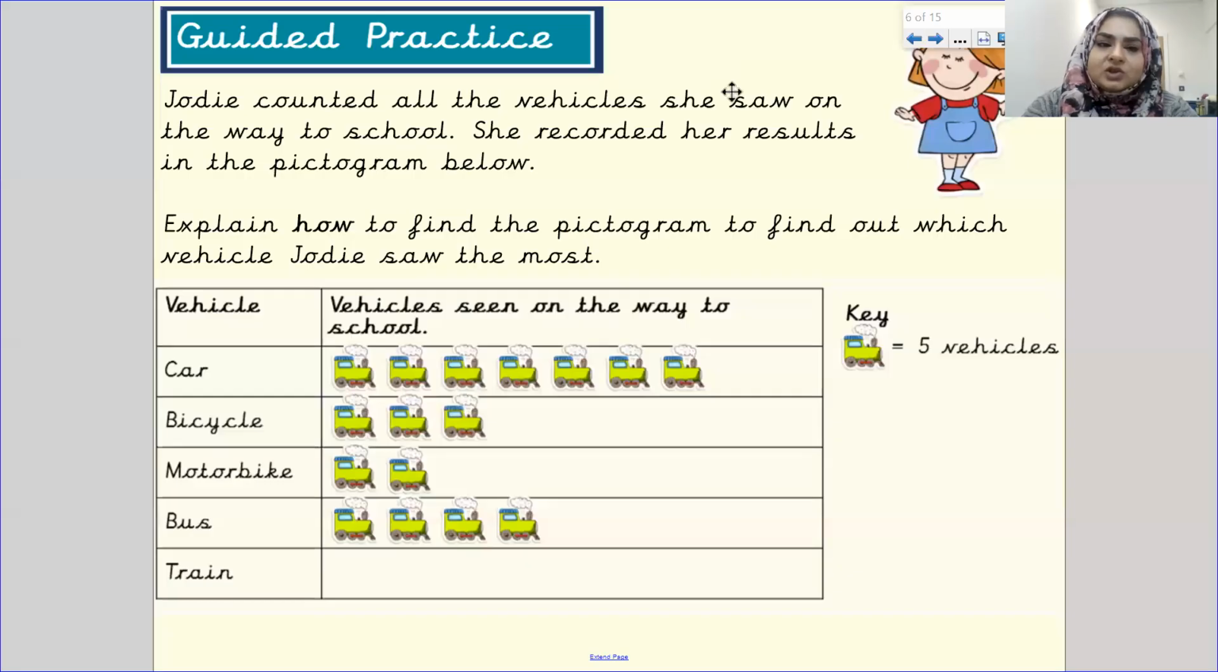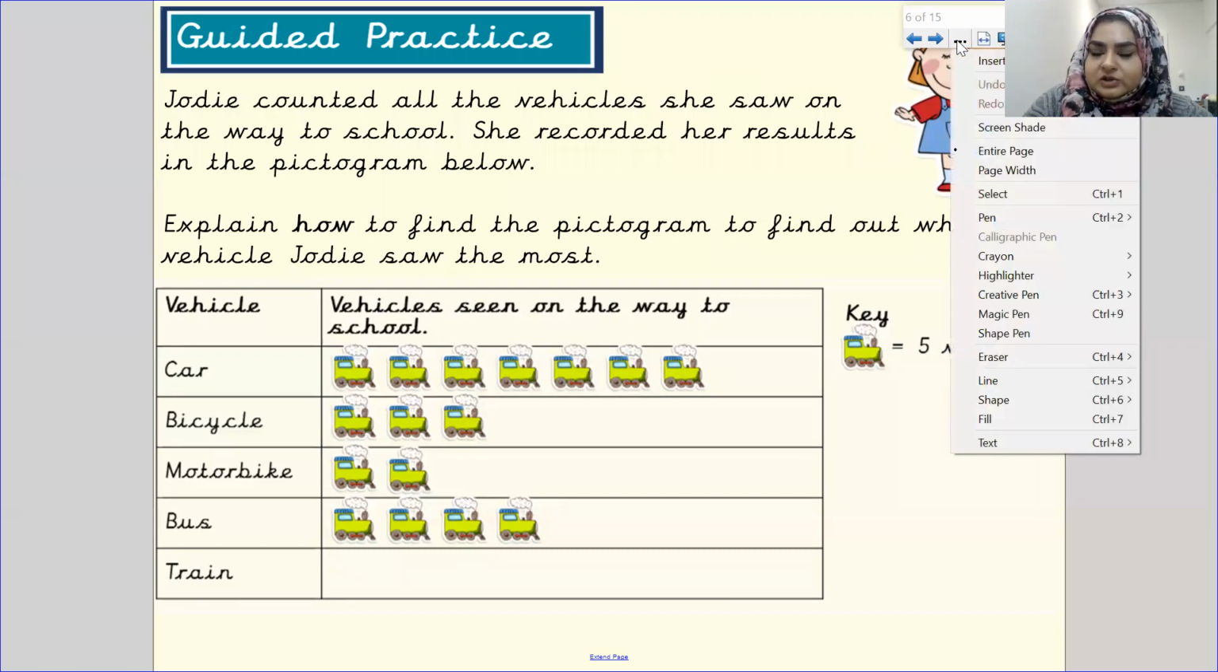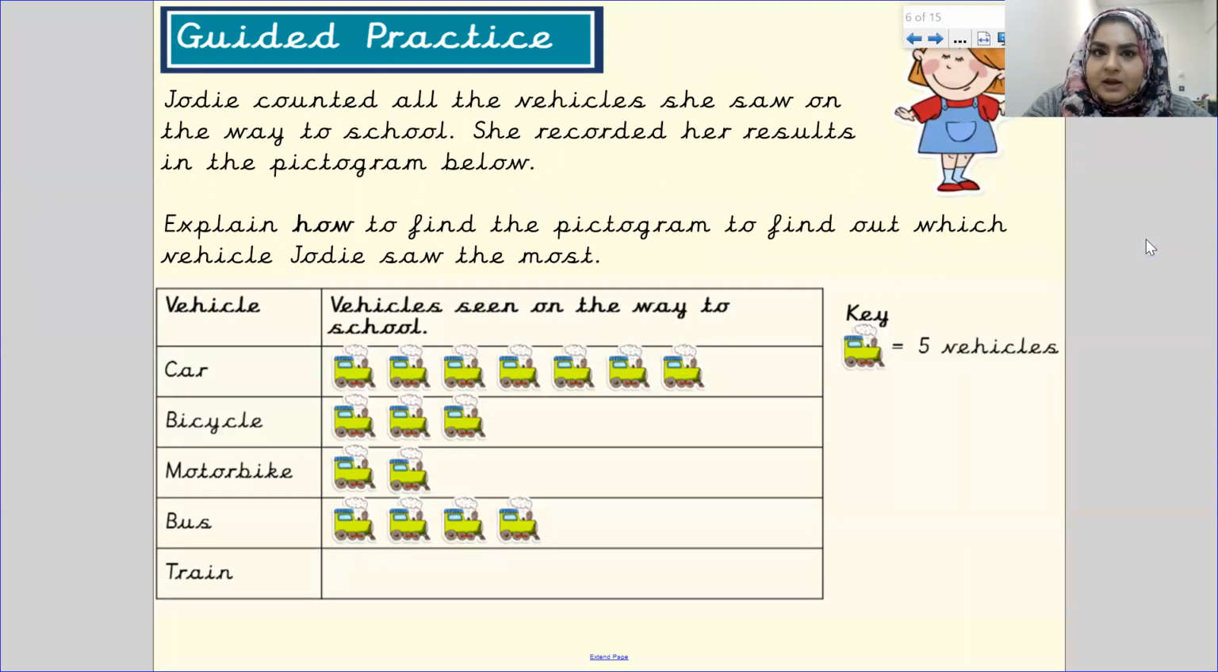So here's your guided practice. It says here, Jodie counted all the vehicles she saw on the way to school. She recorded her results in the pictogram below. Explain how to use the pictogram to find out which vehicle Jodie saw the most. Okay, so what I'd like you to do is work this out. Come back to my screen and I'll show you how to do it.